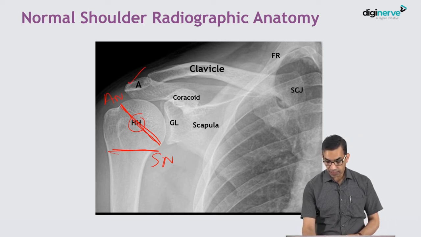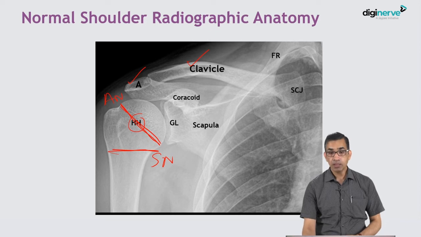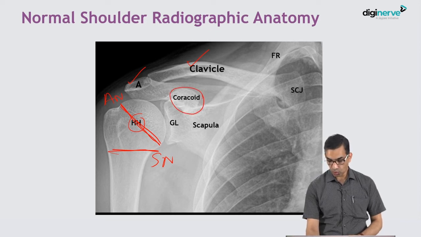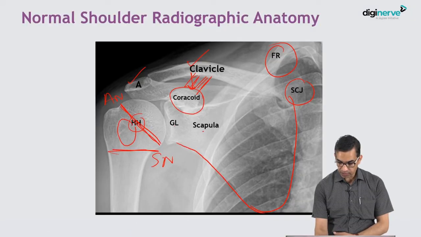And then you have the acromion and clavicle. This is the coracoid process, which is just under the clavicle. This is where your coracoclavicular ligaments would be. This is the glenoid, there is the scapula, this is the sternoclavicular joint, and this is the first rib. This is the lateral border of the scapula. This is the medial border of the scapula. This one is the lesser tuberosity. This is the greater tuberosity. So this is GT.